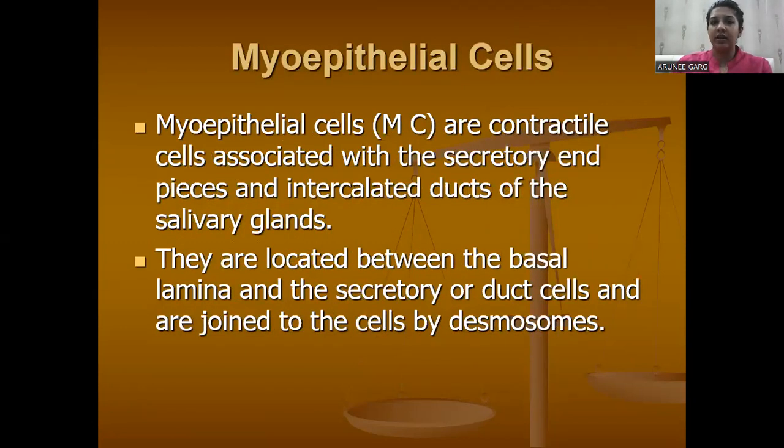Now, another important cell is the myoepithelial cell. These cells are contractile cells associated with the secretory end pieces and intercalated ducts of the salivary gland. They are located between the basal lamina and the secretory or the ductal cells and are joined to the cells by desmosomes.